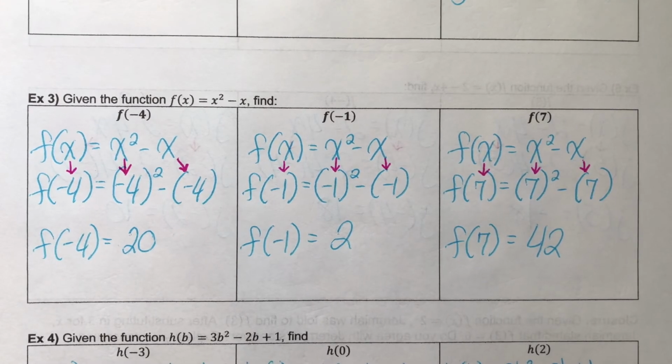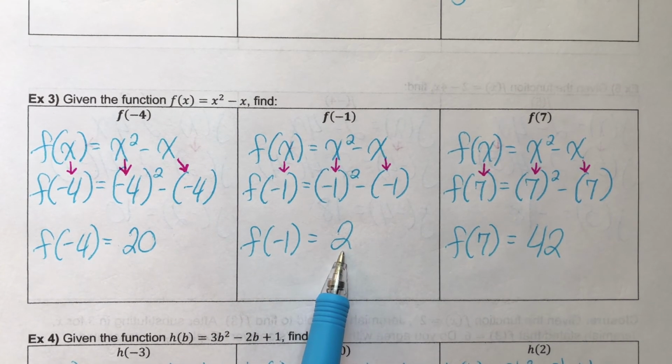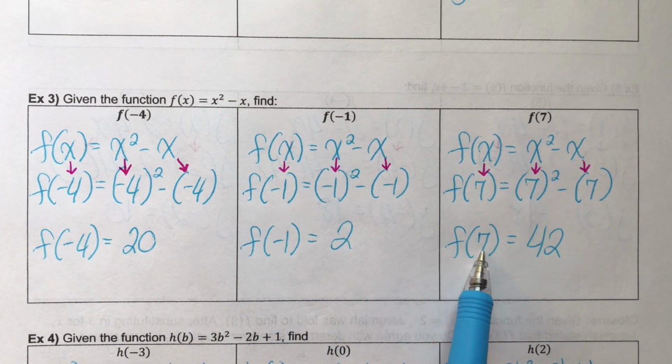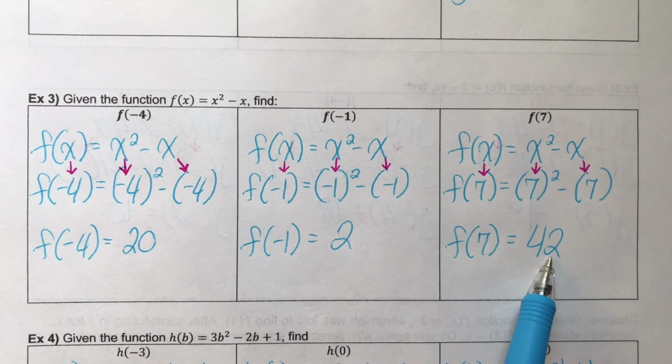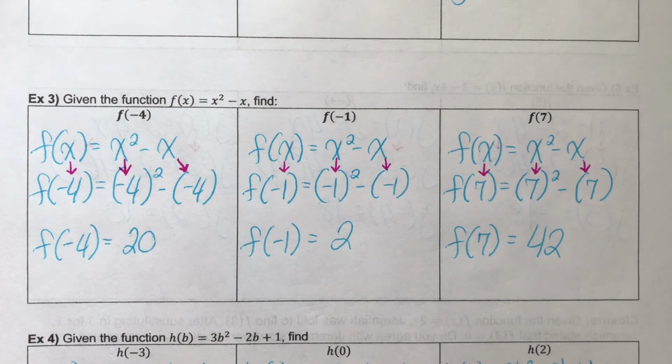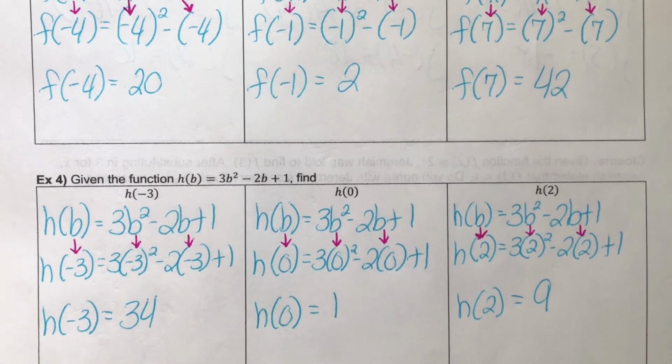All right, here we go. So for f of negative 1, you should have got a positive 2. And again, f of 7 equals 42. All right, make sure you're showing all of your work just like I am in the video. Let's look at the bottom 3 here.